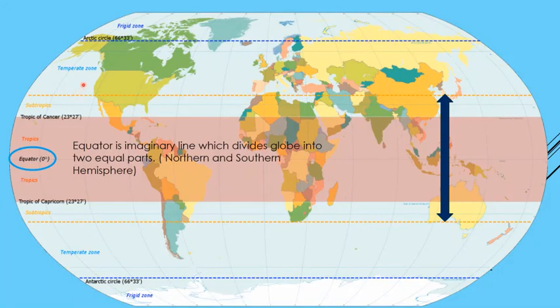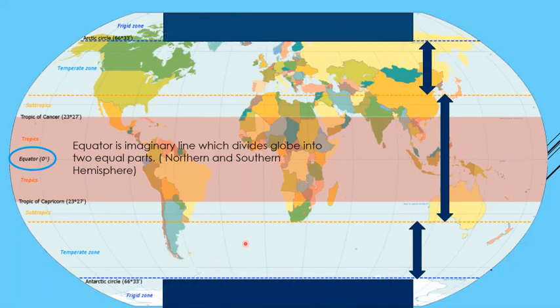Then we have a temperate zone, as we discussed in the previous slide, that the temperate zone starts from 30 degrees to 60 degrees. Then we have a frigid zone, which starts from 60 degrees and goes to 90 degrees north and south respectively. Here we have an indication of the temperate climatic zone, and then we have a polar climatic zone.